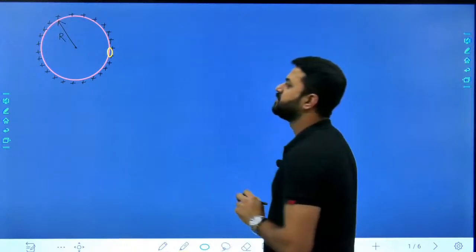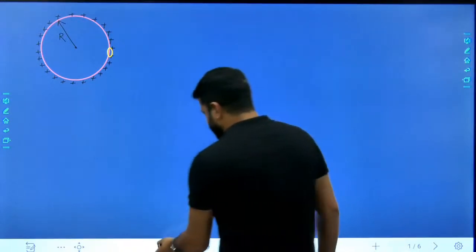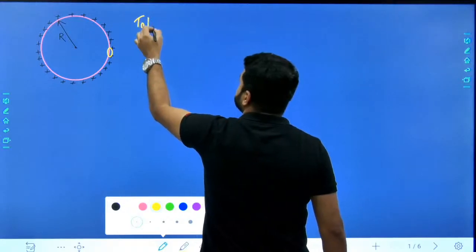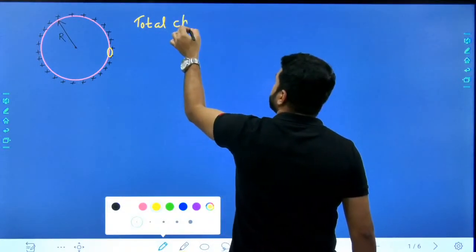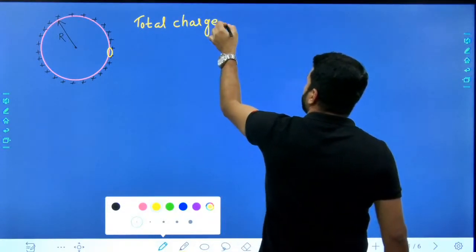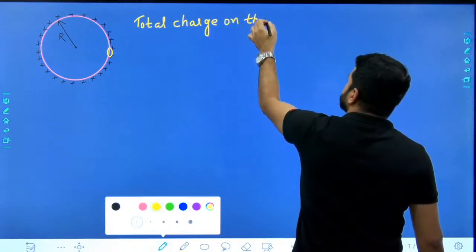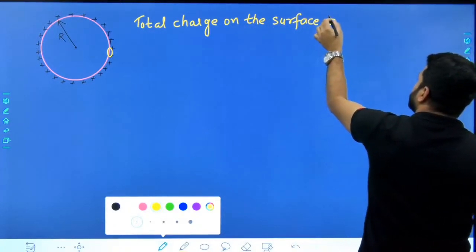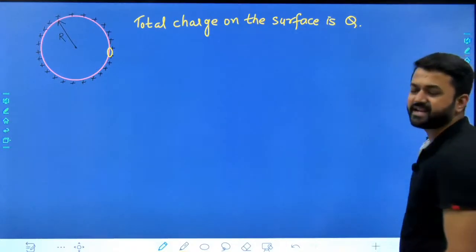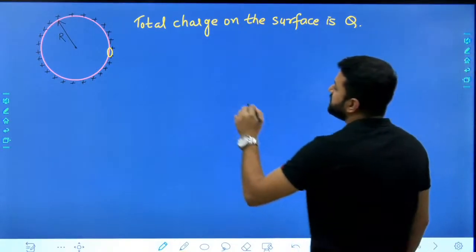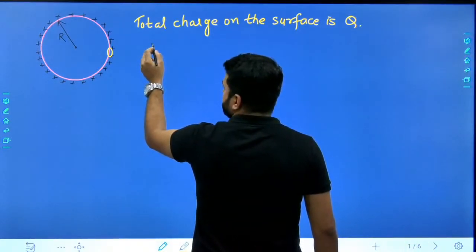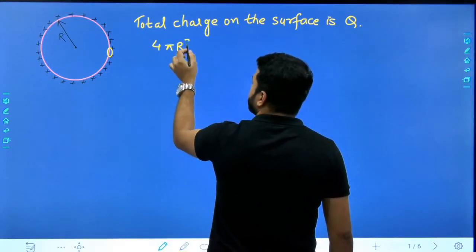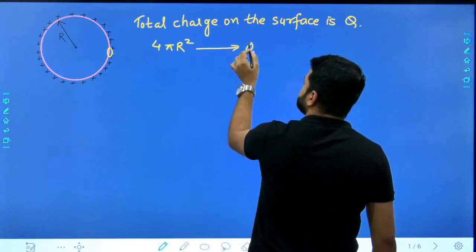Suppose we are making a hole here. So let's write the total charge on the surface. The total charge on the surface is Q. We are assuming that the total charge on the surface is Q. So in 4 pi r square, the total charge is Q.